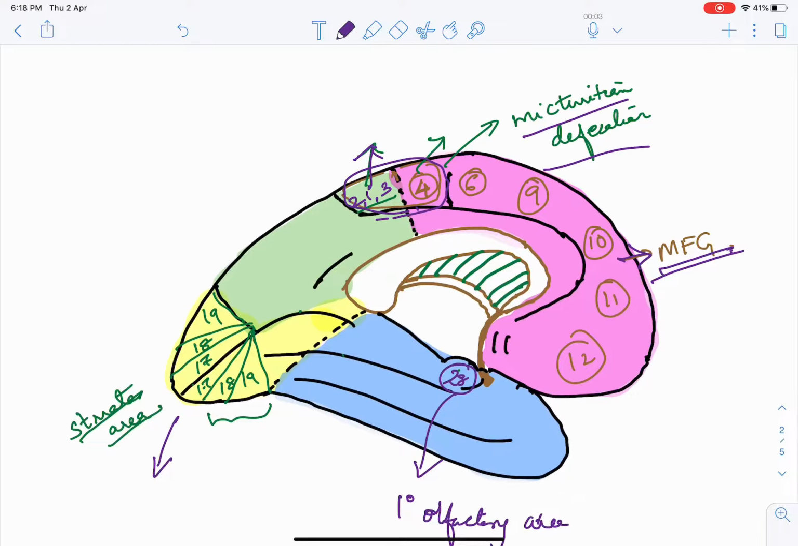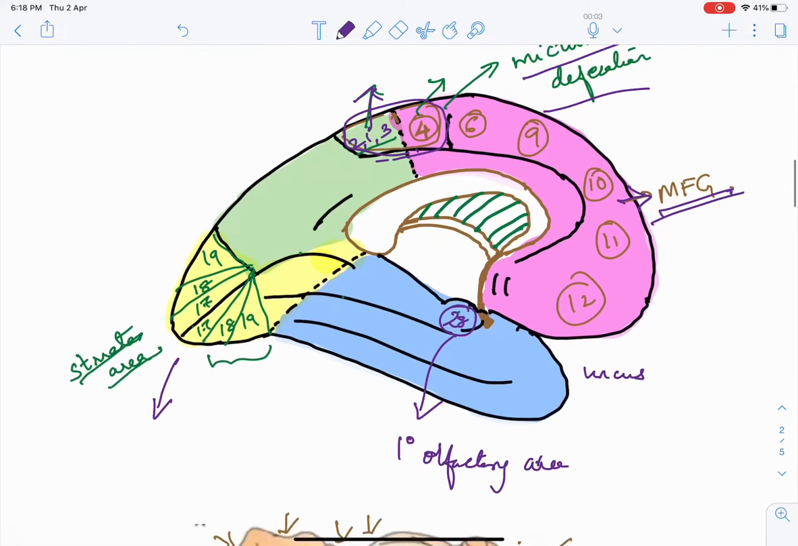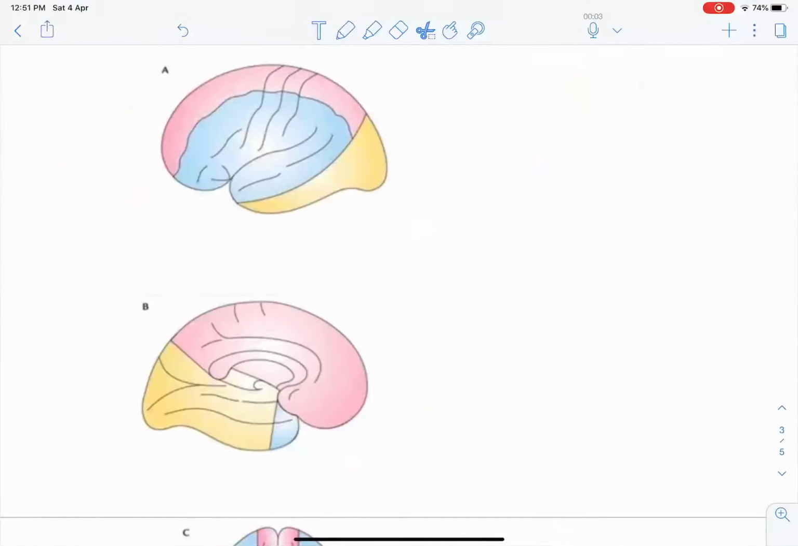And area number 28 is present in the uncus, and it is a primary olfactory area. So that is about the functional areas in a nutshell. Coming to the blood supply of the cerebral hemisphere. The supralateral surface, the main artery of supply is the middle cerebral artery.